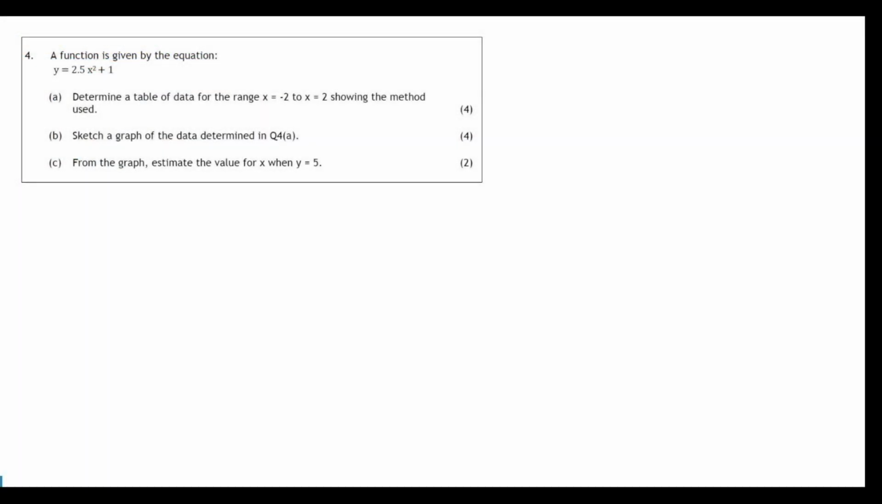Okay, let's look at the next one. Number 4, a function is given by this equation. Determine a table of data for the range and show a method and then sketch a graph. Okay, we're going to determine a range of data. Basically, you can graph any function by plugging values into it. So that's exactly what we're going to do.